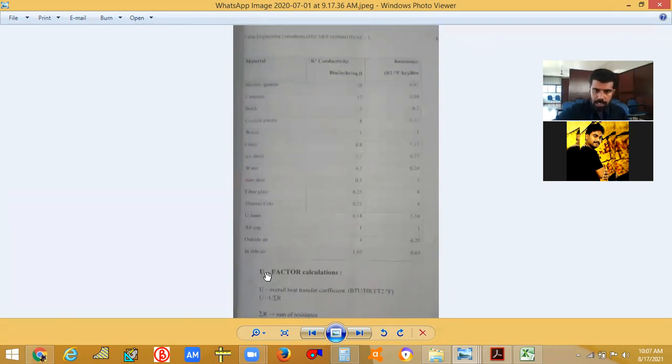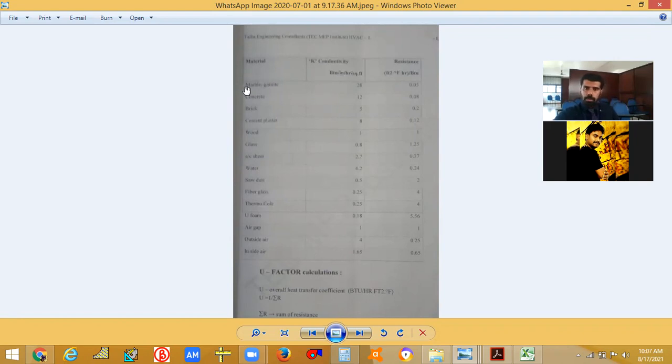So these are the different materials being shown here. According to the material, its conductivity is given as well as its resistance. So we can use either of these two values to find out the U factor. Let's see what different materials we usually use for construction.